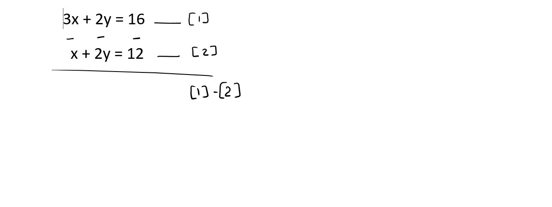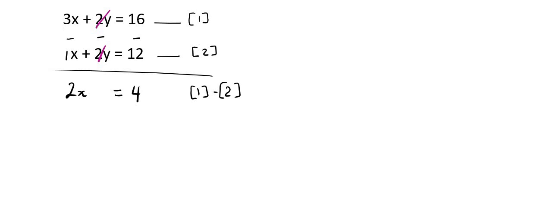And that result will be what? Well, 3x minus 1x, consider that's the 1 there. 3x minus 1x will give us 2x. 2y minus 2y will give us 0. In other words, the y terms are cancelled out. This will be equal to 16 minus 12, that's 4.